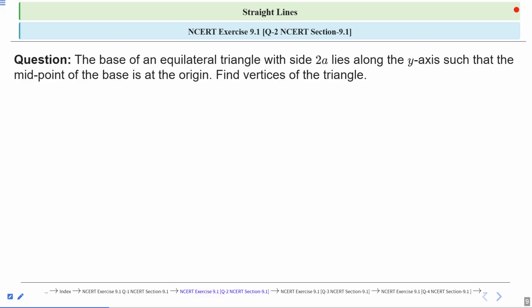So in the next problem, first of all see what information is given, and try to understand what this problem wants to say. The base of an equilateral triangle with side 2a lies along the y-axis such that the midpoint of the base is at the origin. Then find the vertices of the triangle. So students, first of all, try to solve this problem and then we will provide the solution. You have 40 seconds to try to solve this problem.